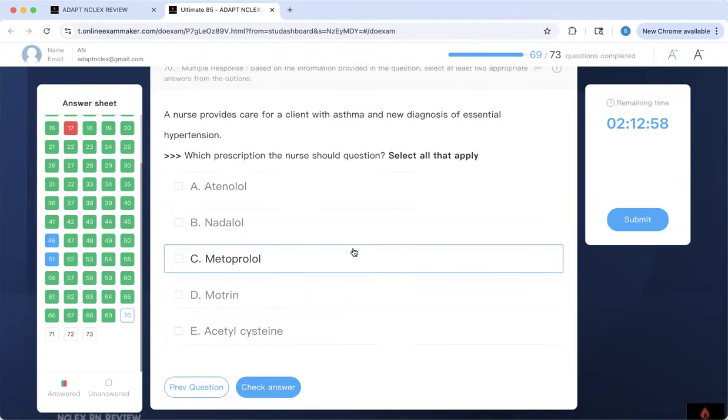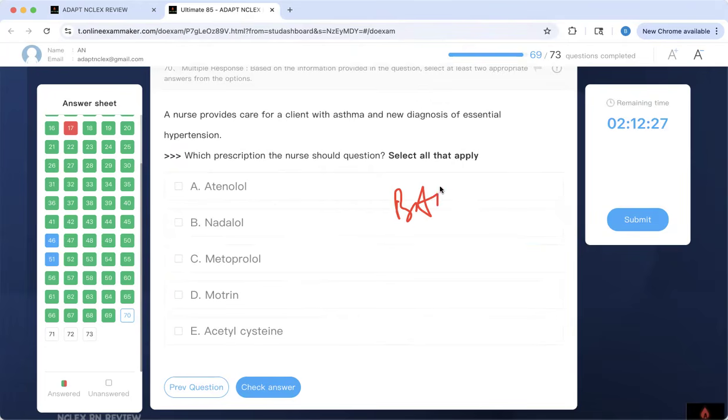And let's provide care for a client with asthma, a respiratory NCLEX question. With the new diagnosis of hypertension, I have asthma, I have hypertension. Which prescription should the nurse question? That means if you give me this medication, it's going to affect my asthma. Atenolol, Nadolol, Metoprolol, Motrin, Acetylcysteine. Which one should I question? Pick your answer.